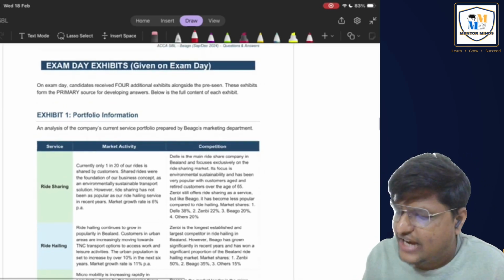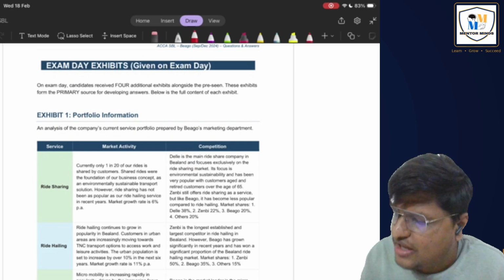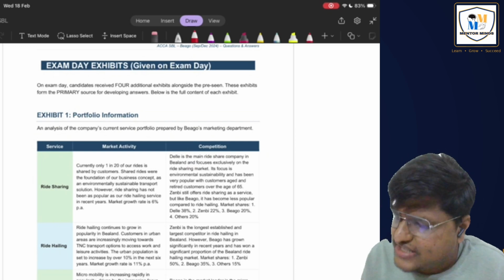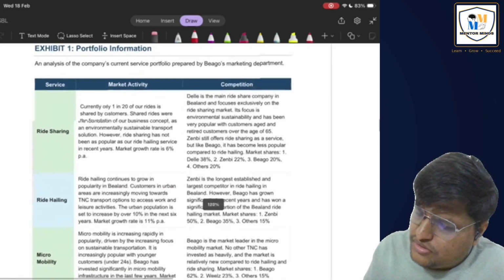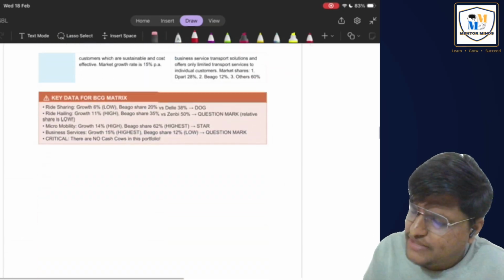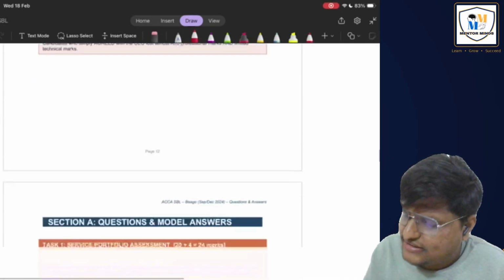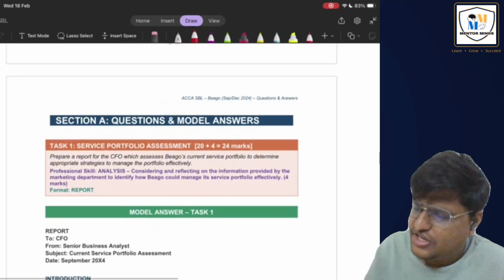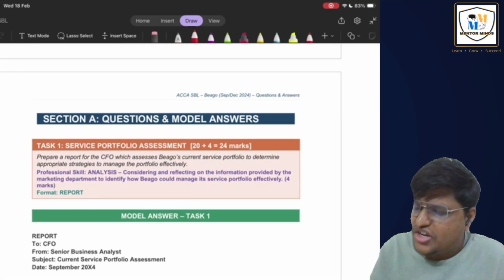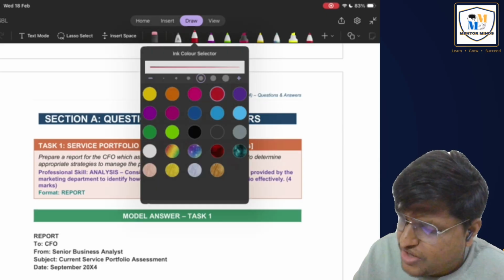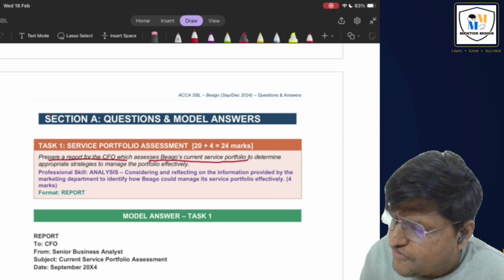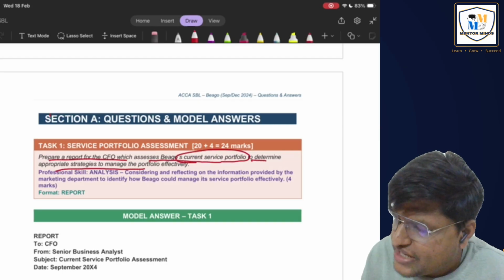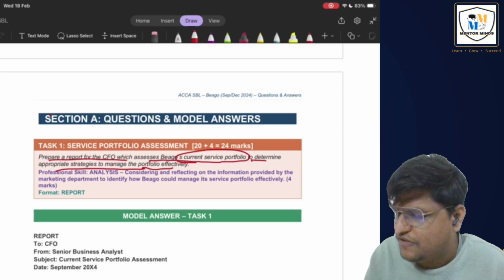Now, on exam day, candidates receive 4 additional exhibits alongside the pre-sim. These exhibits form the primary source for developing answers. So, before reading the exhibits, we would first read all the tasks so that we are aware of what things are to be done. So, what is our task number one? Our task number one is to prepare a report for the CFO which assesses BO's current service portfolio to determine an appropriate strategy to manage the portfolio effectively.